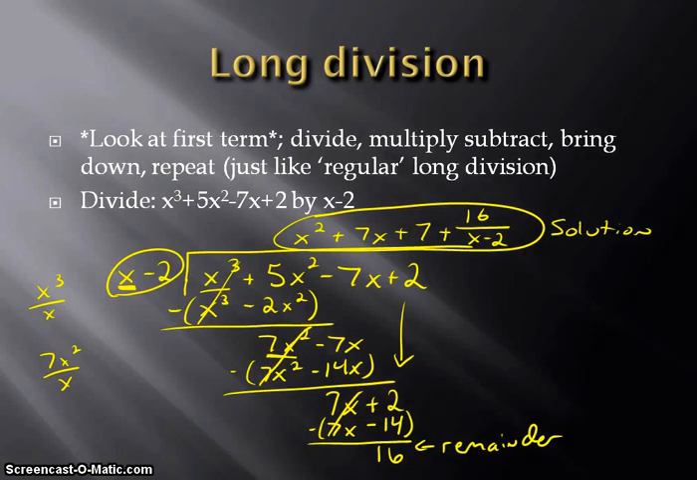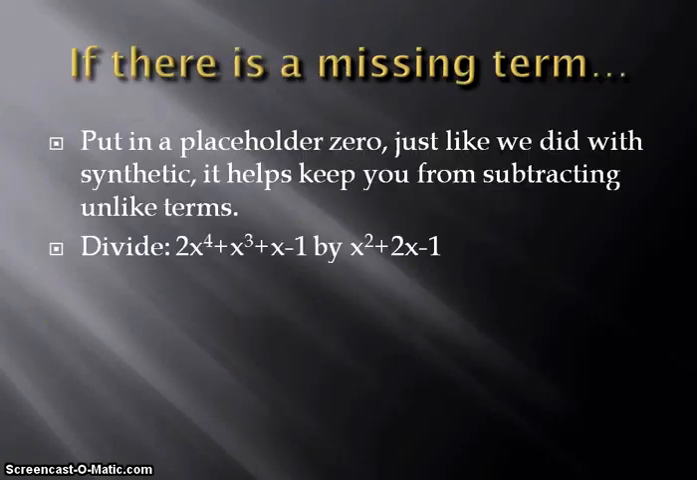Now let's look at a problem where we have a term missing. So just like we did with synthetic division, we are going to have to put that placeholder 0, and really it's just to make sure that you don't subtract unlike terms. If you really don't want to put it, fine, just be careful and don't make me tell you I told you so. So let's give it a shot. We see that we are missing an x squared, so we're going to make sure that when we have our x squared in our quote-unquote house, we are going to make sure that we have a 0x squared.